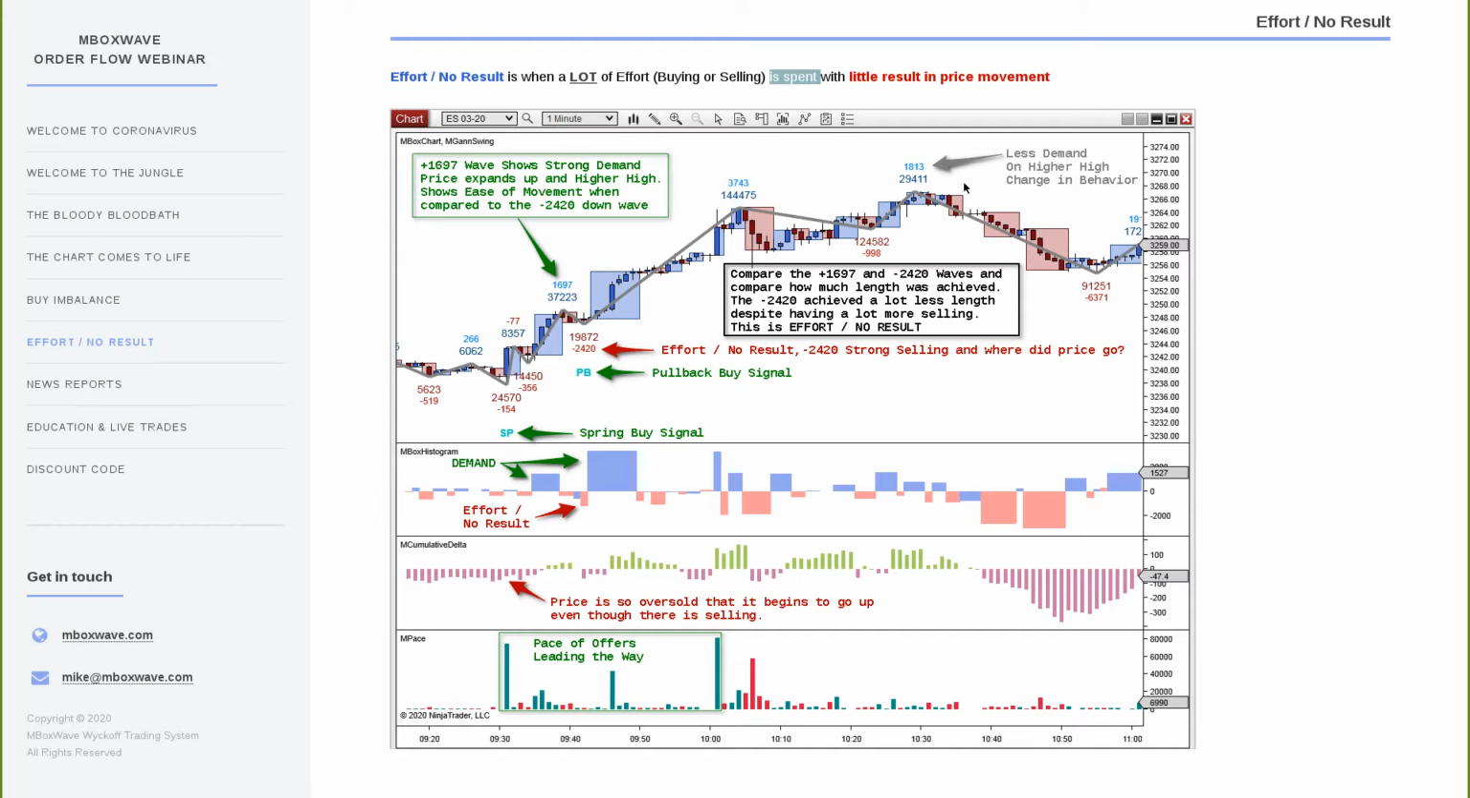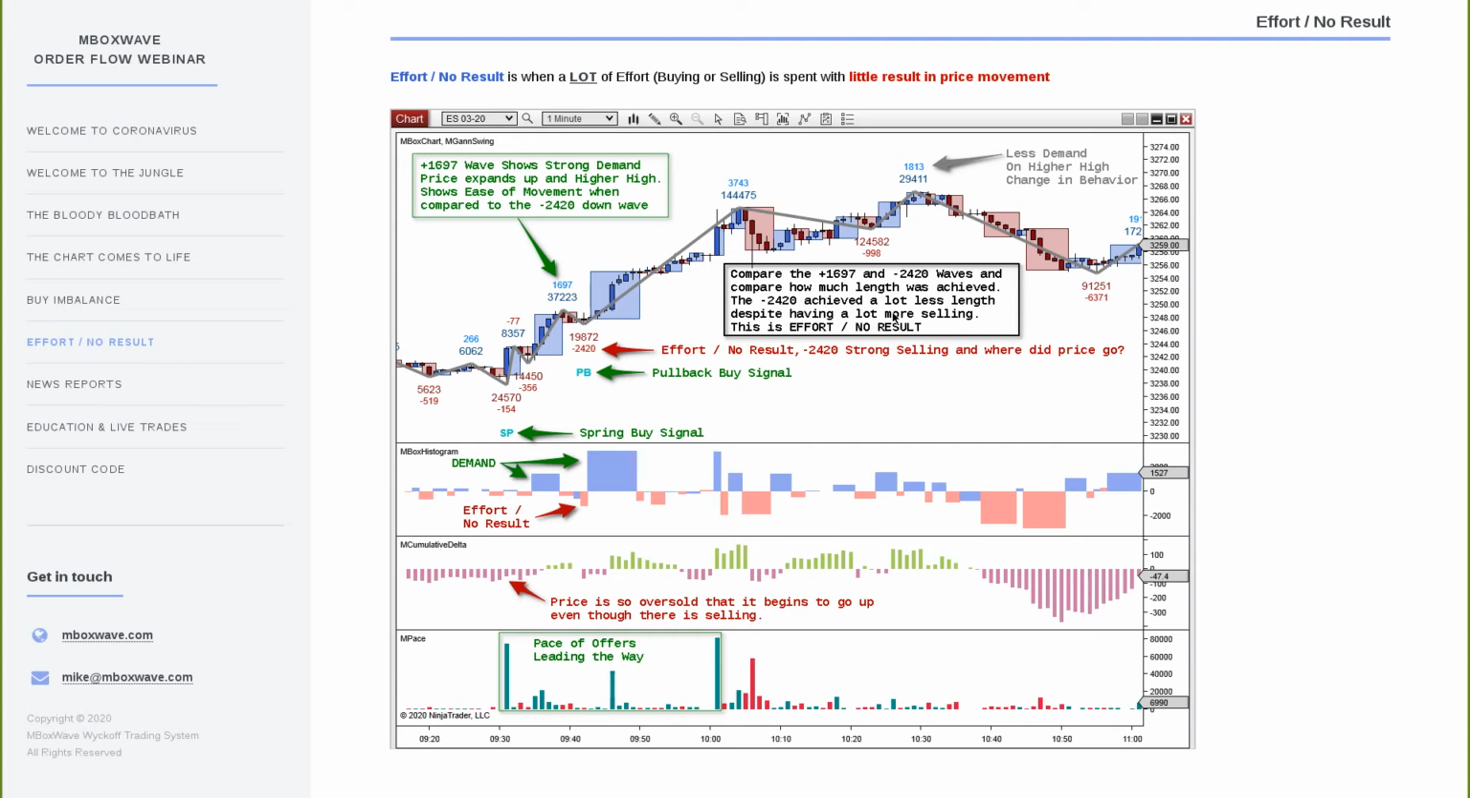Less demand on a higher high. You see we have plus 1813 compared to 3447. This is a higher high, less demand, right? So look at the MBox histogram. We see strong demand here and here, and then it's not so strong on the higher high. That indicates a selling point.